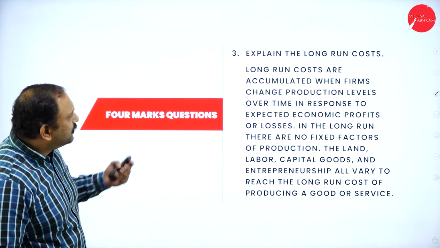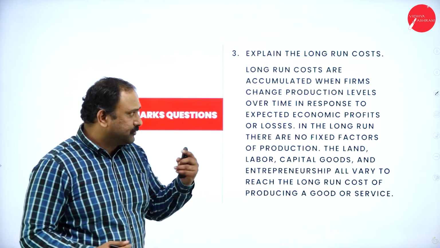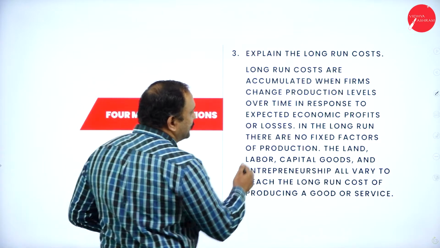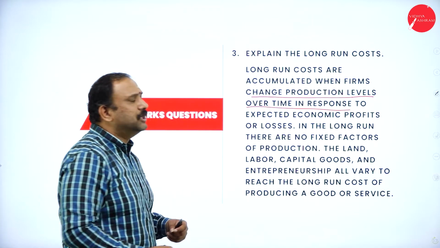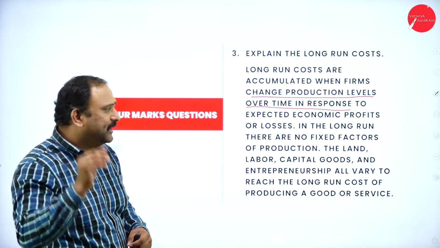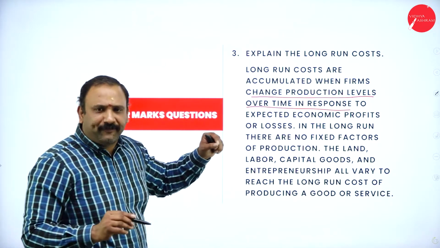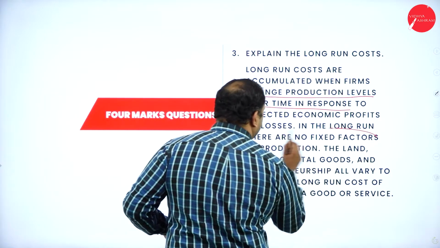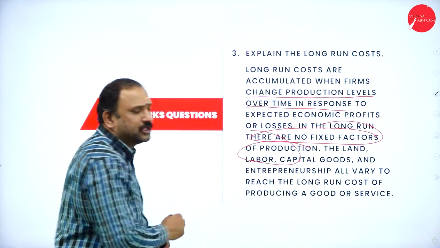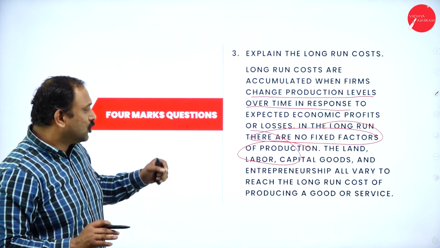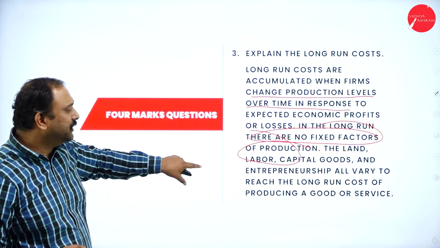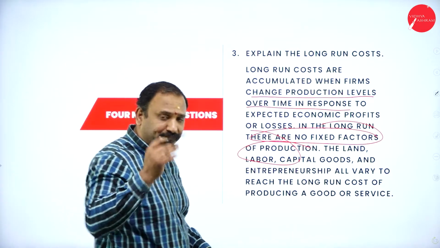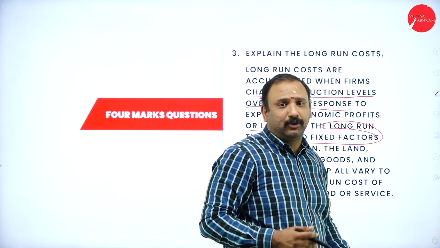Followed by, we're going to talk about the long run cost, which is very important. Why I'm going to tell you here is that the change in production levels over time in response to the economic profit. So let me make it very simple. There are no fixed factors. That's the most important thing here in terms of production. There's no fixed factor at all. So the land, labor, capital, everything is going to vary according to the need of the production, according to the need of the entrepreneur, so that he's able to produce more.